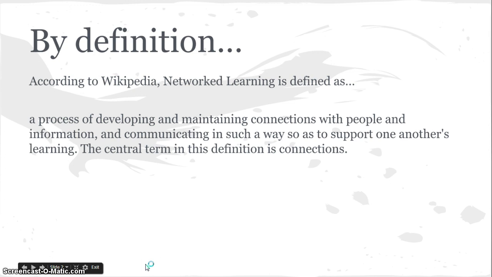By definition, network learning is a process of developing and maintaining connections with people and information, and communicating in such a way as to support one another's learning. The central term in this definition is connections. Our objective for the class was to solely use online resources to research, develop, and implement our project, which was student choice. Students in the program were given weeks to process this assignment and put it into motion. Weekly reflections were a requirement to the process, and finally, presenting our learning in an online format to share with other class members what we learned and our final thoughts.